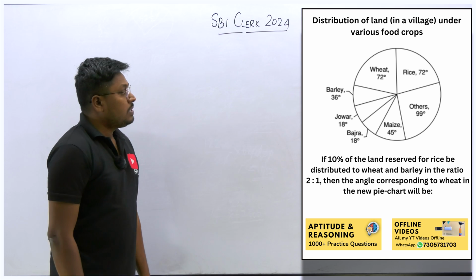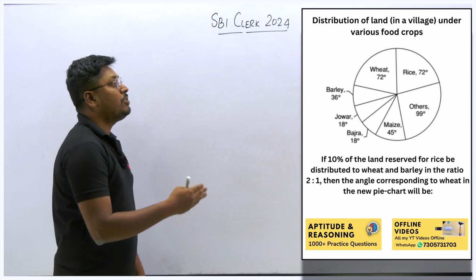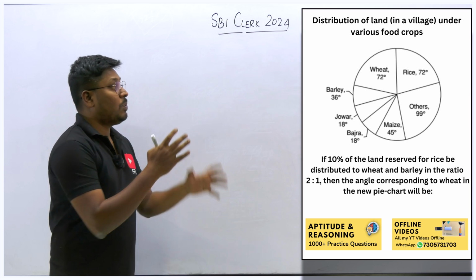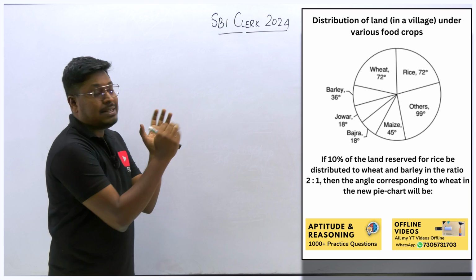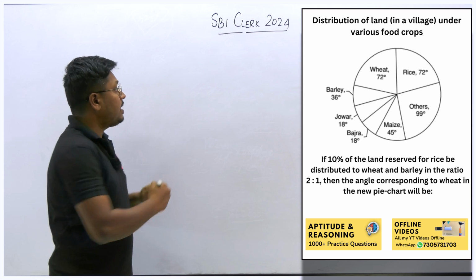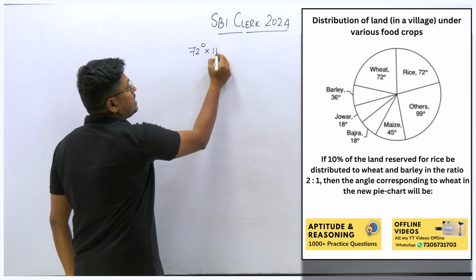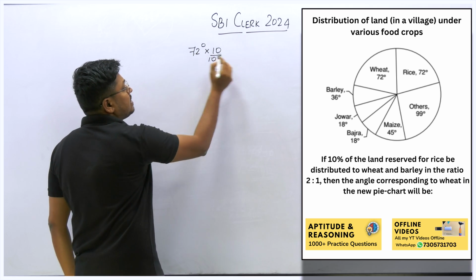Second question. So if 10% of the land reserved for rice has been distributed to wheat and barley. So what they are saying is 10% of the land that is reserved for rice. Rice is how much here? So rice will be 72 degree, right? So out of this 72 degree, right, 10%, right? So 10% is how much? 10 divided by 100 into 72, which is 7.2.